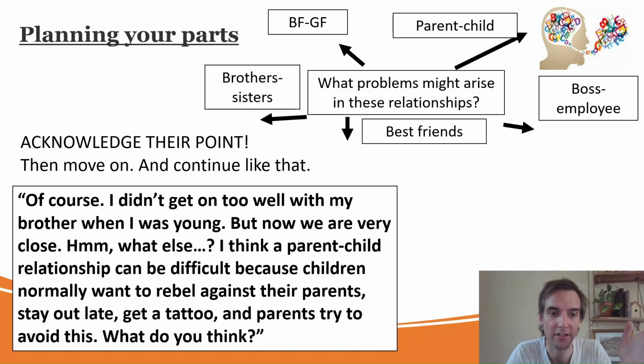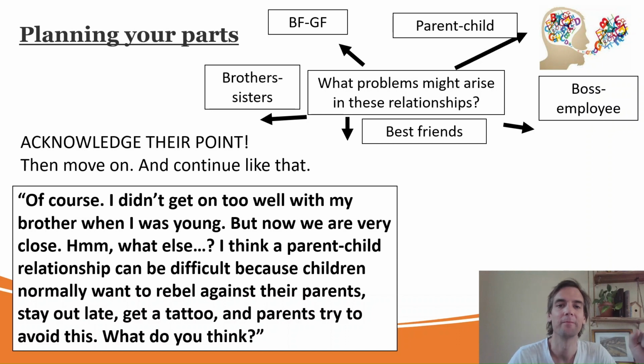So I've actually acknowledged what they said, brothers and sisters. What else? Well, I think a parent-child relationship can be difficult because children want to rebel against their parents. They want to stay out late and get a tattoo and all those things. And parents don't want this. They try and avoid this.